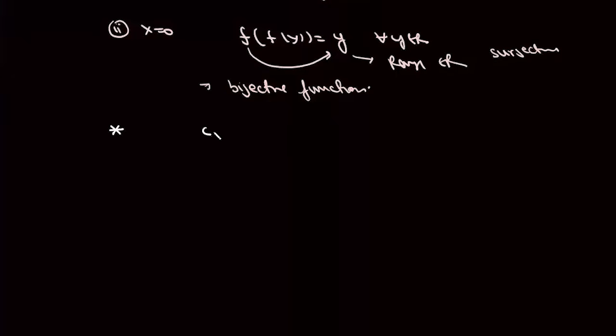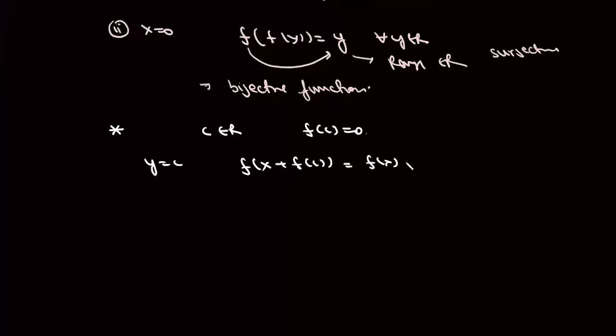So let us say there is a point c in R such that f(c) is 0. So in the equation, if we put y as c, we'll get f(x + f(c)), and it'll be equal to f(x) + c. Now f(x) equals f(x) + c implies c is 0. So we'll get this condition that f(0) is equal to 0.